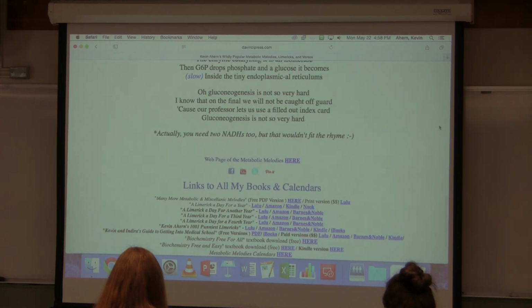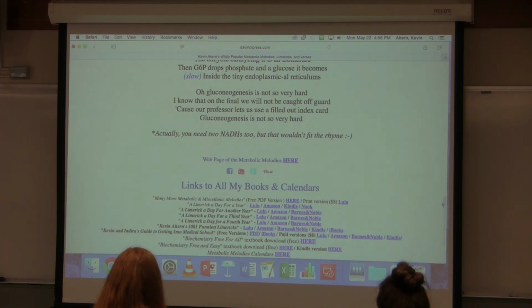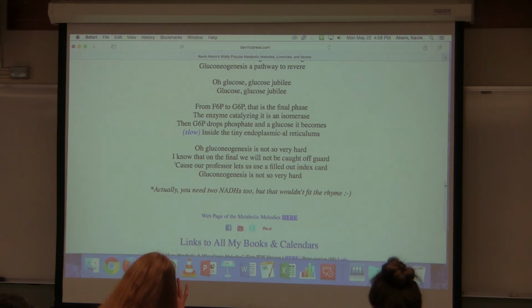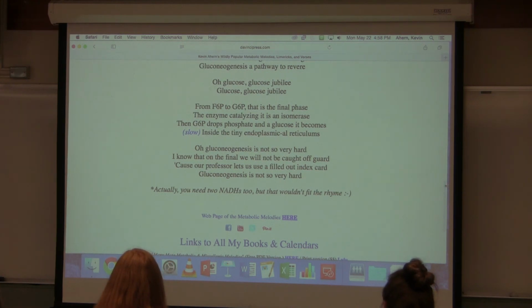From F6P to G6P, it is the final phase. Oh, I've lost my thing here. Come on, guys. The enzyme catalyzing it is an isomerase. Then G6P drops phosphate and a glucose it becomes inside the tiny endoplasmic reticulums. Oh, gluconeogenesis is not so very hard. I know that on the final we will not be caught off guard because our professor lets us use a filled out index card.